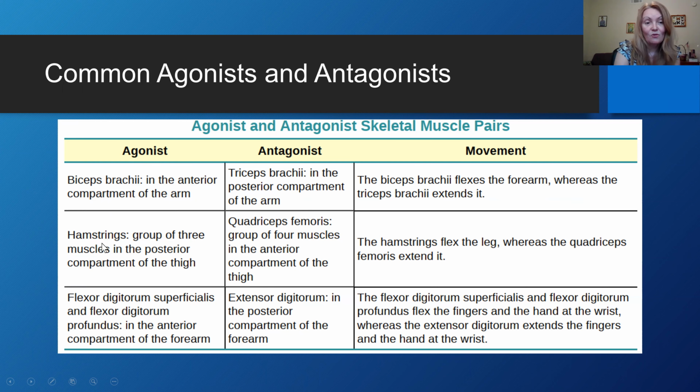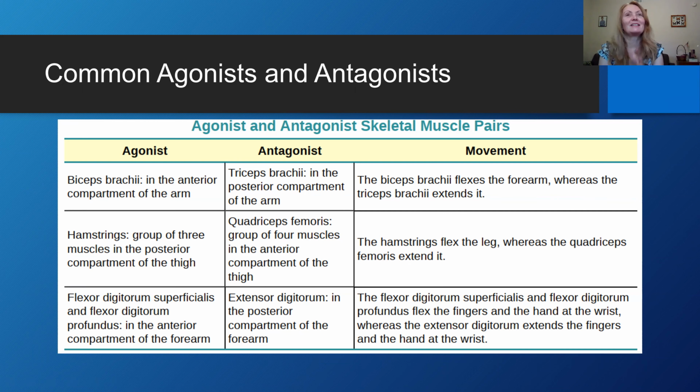So hamstring, they also flex, right? The hamstring flexes the leg at your knee joint. So if it's a flexor, they kind of assign it a role of agonist. And then quadriceps, that is in the anterior compartment, right? This one will extend your leg at the knee joint.